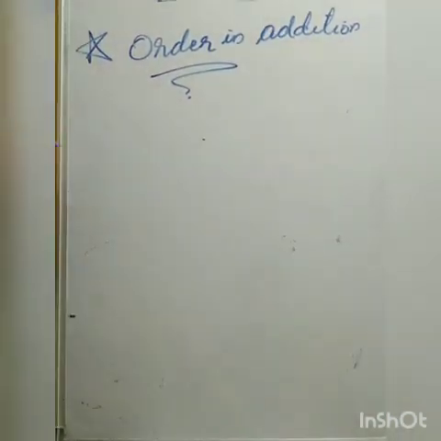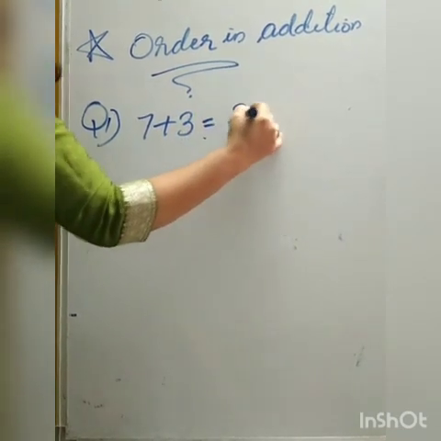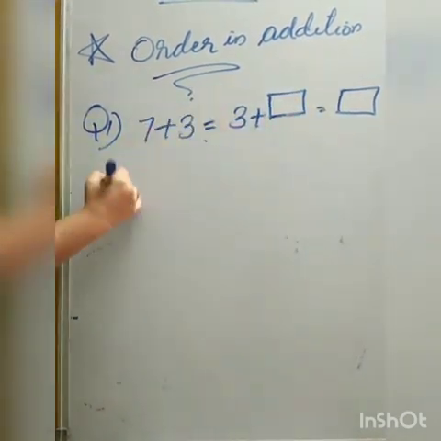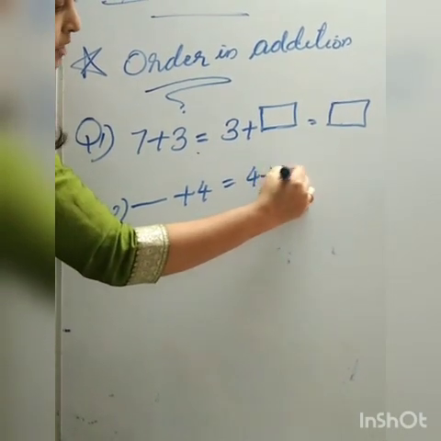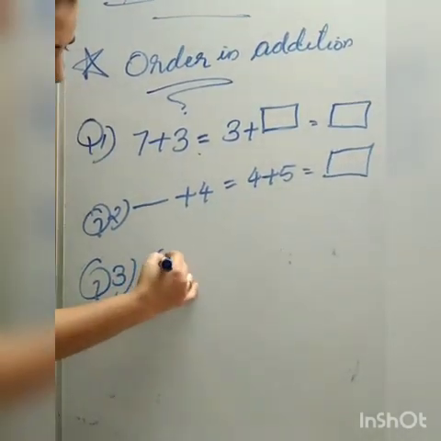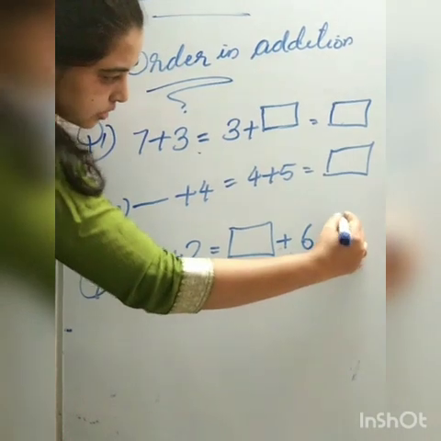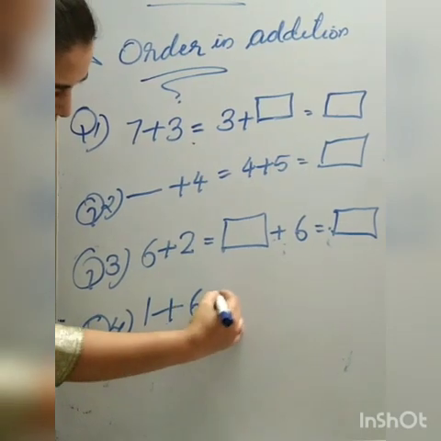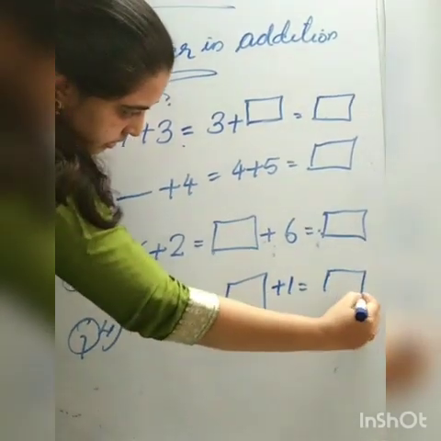Okay. Question number 1. 7 plus 3 is equal to 3 plus dash is equal to dash. Question number 2. Dash plus 4 is equal to 4 plus 5 is equal to dash. Question number 3. 6 plus 2 is equal to dash plus 6 is equal to dash. Question number 4. 1 plus 6 is equal to dash plus 1 is equal to dash.